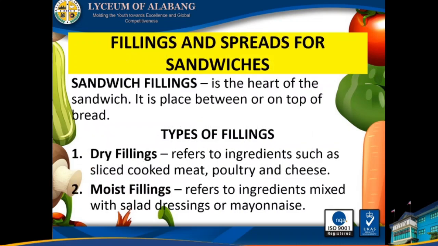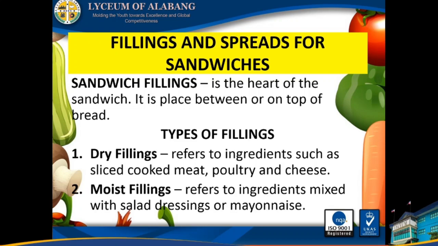Fillings and spreads for sandwiches. Sandwich fillings are considered the heart of the sandwich because they are placed between or on top of the bread. We have two types of fillings. The first one, dry fillings, and number two, moist fillings. So what is the difference between these two fillings?